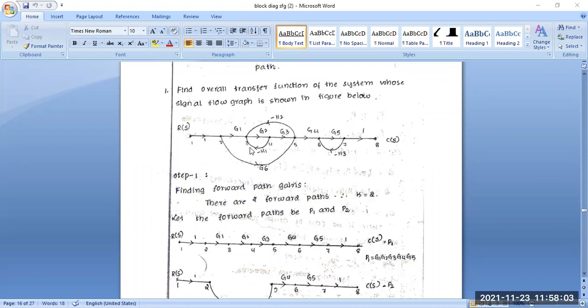Is it clear to all of you? Yes, sir. I will repeat these two forward paths once again. The first one is the straight way. The other one starts at the starting point, then goes this way, then straight. So two forward paths are present in this problem, and k is equal to 2. Let us name these forward paths P1 and P2. P1 and P2 are called the forward path gains.